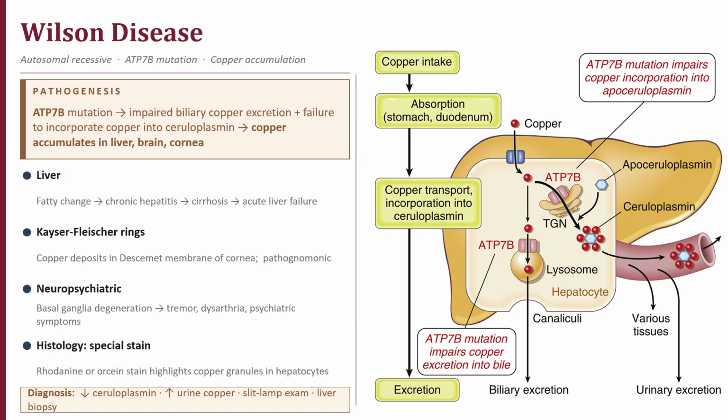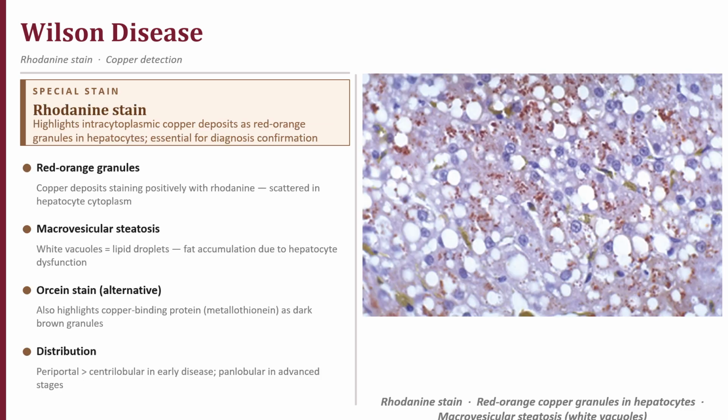A metabolic disease that will lead to chronic hepatitis is Wilson disease. This is an autosomal recessive disorder caused by the loss of function of the ATP7B gene. It will impair copper excretion into bile and cause failure to incorporate copper into ceruloplasmin. We can stain for this copper, and you can see the brown deposits here. This is copper, and it is associated with these green pigments that represent cholestasis.